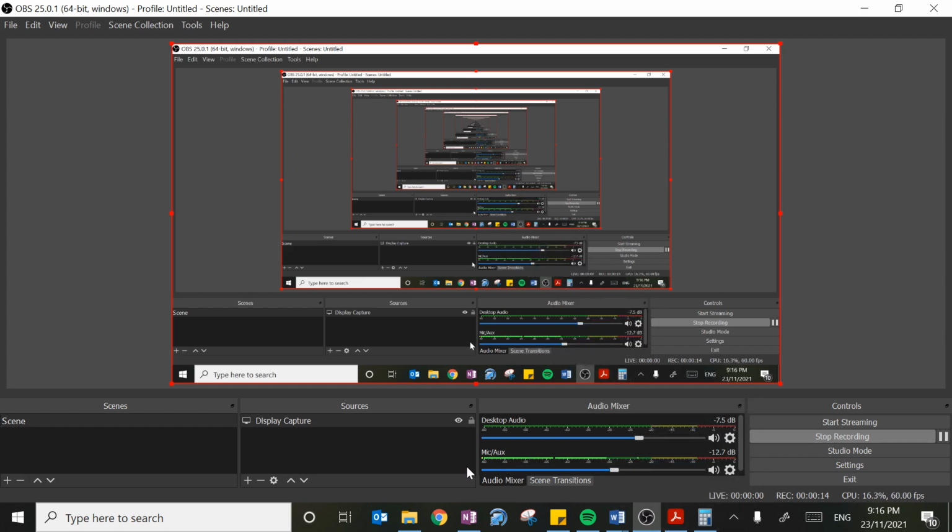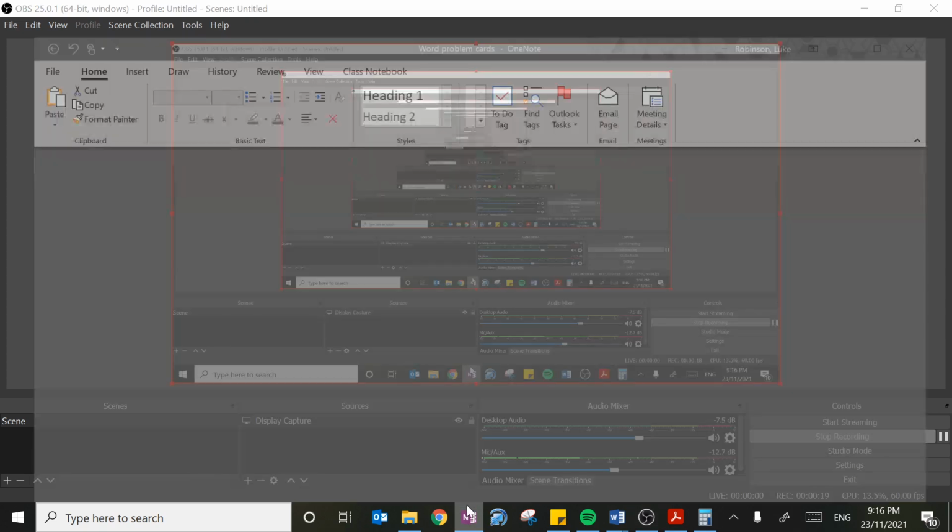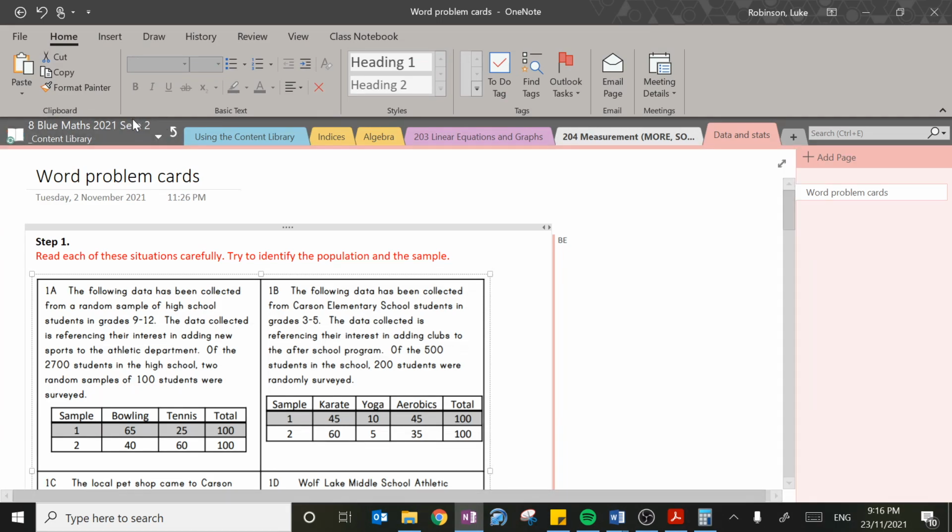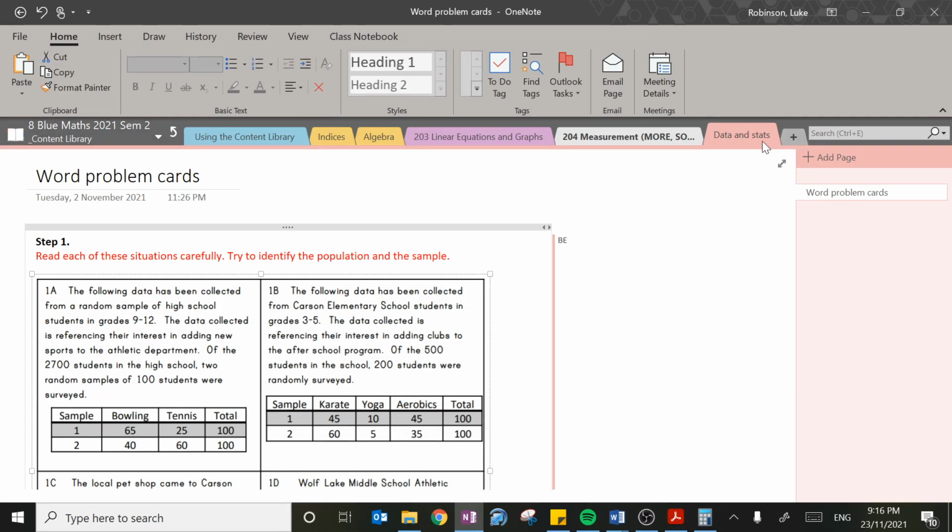What I would like to do is talk about the other activity that you're doing, which I've put up in the OneNote under the content library, under the data and stats tab. I can also push this out to you individually if you would like to work on it there. Now, the idea behind this, let me go to a new page just for a second.